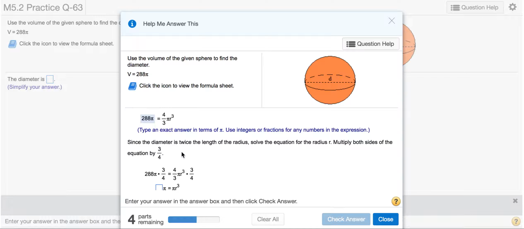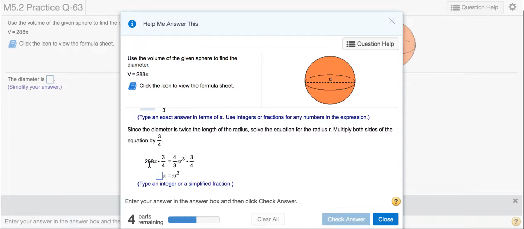So they want us to multiply the equation by 3/4. The reason we do that is we invert this 4/3 into 3/4. That way this 3 cancels out this 3, this 4 cancels out this 4. That's going to leave us with pi r cubed on this side. And over here, we're going to take 288 pi times 3/4.